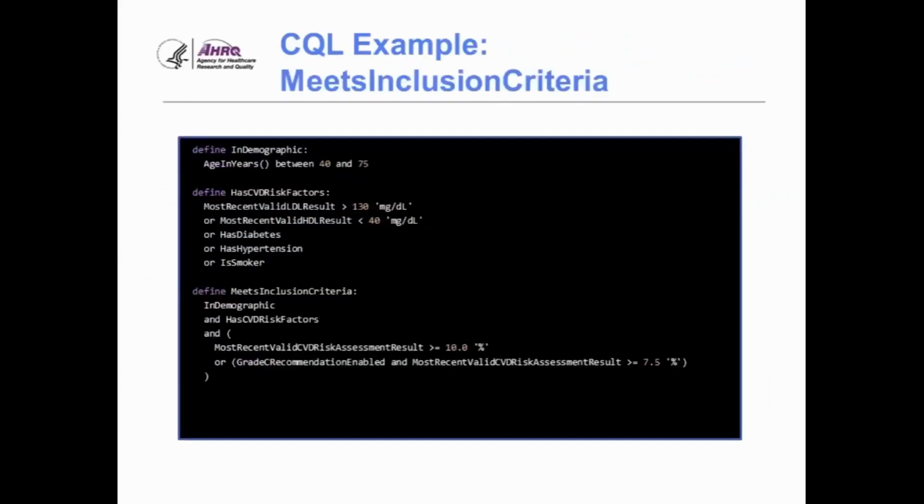Then we can take those individual expressions that we built up using queries, and we can bundle them together to create higher level expressions. So this is also CQL logic that you see here. This is showing higher level expressions that define things like whether a patient is an Indian demographic, or whether a patient has certain CVD risk factors, and finally if they meet some inclusion criteria for, say, a clinical decision support rule or electronic clinical quality measure. So those are kind of the nuts and bolts of CQL.